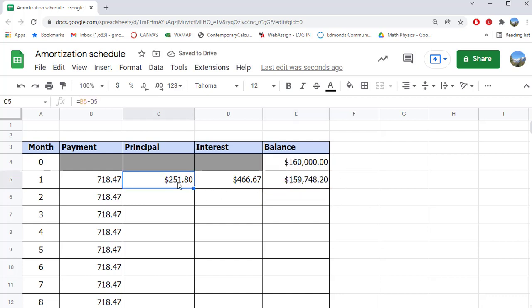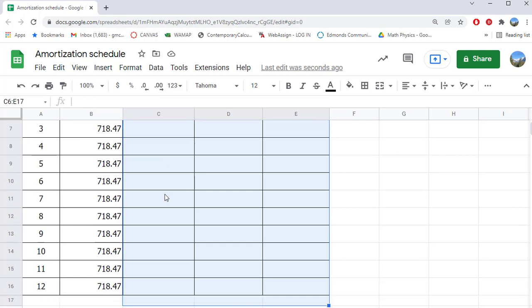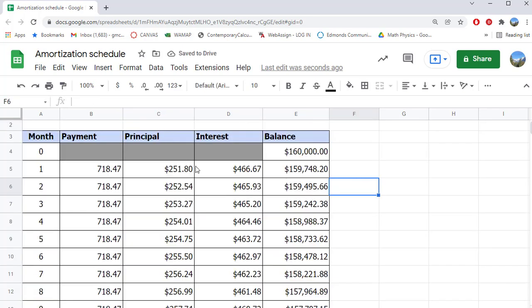So now what we're going to do is copy this. I'm going to copy that by doing Control C, and then we're just going to copy it all the way down. Okay, so one thing I want you to notice, first of all, that was way quicker than doing every single calculation by hand. But the other thing I want you to notice is that our balance is gradually decreasing here. Also, our principal amount is gradually increasing, and our interest amount is gradually decreasing.